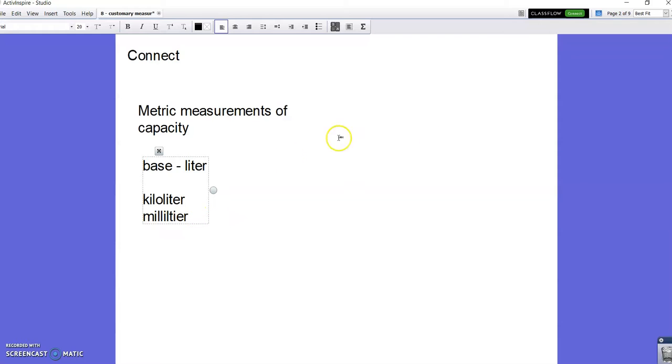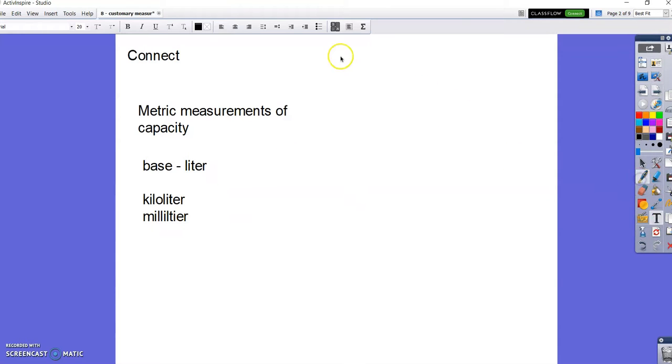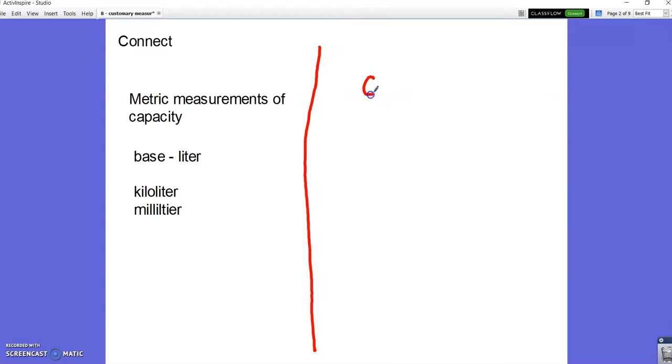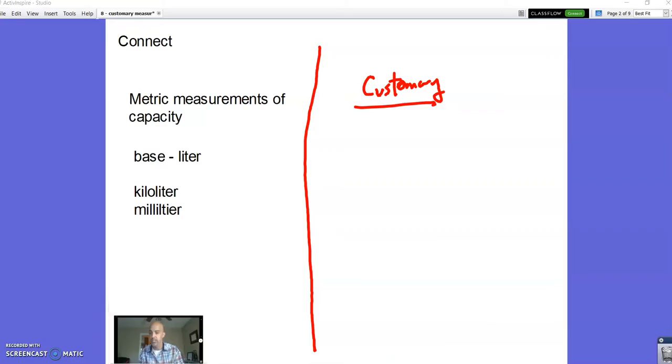So I want to show you today the ones that are most commonly used in the customary system. I'm going to show you what they are first, just so you have an idea of how large they are. So in the customary system, the largest unit of capacity, remember capacity means like how much water or liquid or fluid or something holds, is a gallon.